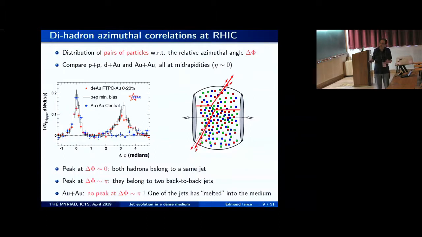And all that is well understood. So these points here, the distribution here, are very well reproduced by theoretical calculations, say by PYTHIA generators. On the other hand, if one now looks at gold-gold, nucleus-nucleus collision head-on, the central collisions, then the away peak has disappeared. You see clearly the peak at delta phi equals 0, but there is no peak at delta phi equals pi.